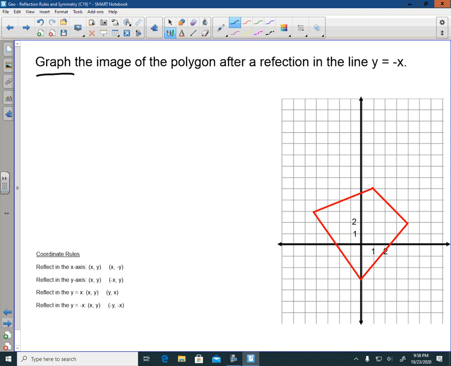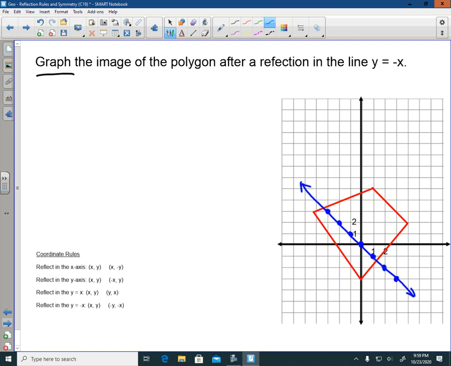So the first thing is to recognize what that line looks like. Now y equals x is the line where all the coordinate points have the same value, but y equals negative x is where they have opposite values. So 0, 0 is on that line, but so is 1, negative 1, and 2, negative 2, and 3, negative 3, and then there's negative 1, 1, negative 2, 2, negative 3, 3, and so here is that line. This is what y equals negative x looks like. It's the exact opposite of y equals x.